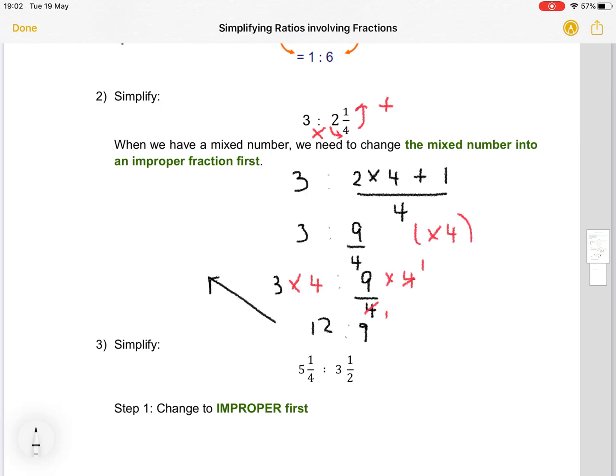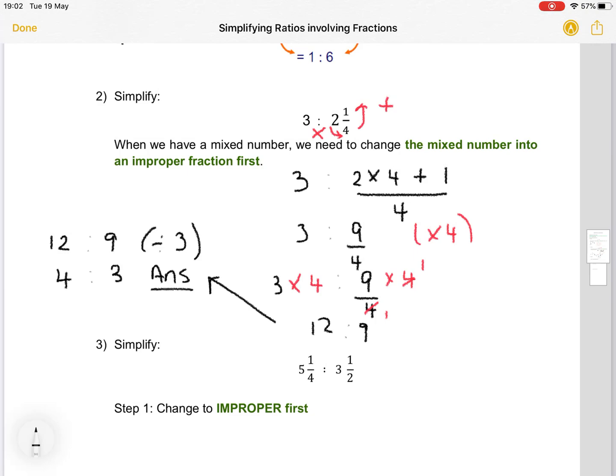12 is to 9 can be simplified further. It can be divided by 3. 12 divided by 3 is 4. 9 divided by 3 is 3. 4 is to 3 cannot be simplified further, so that is the final answer. Okay, that is the final answer, 4 is to 3. So first we changed the mixed number into an improper fraction. It became 9 all over 4.